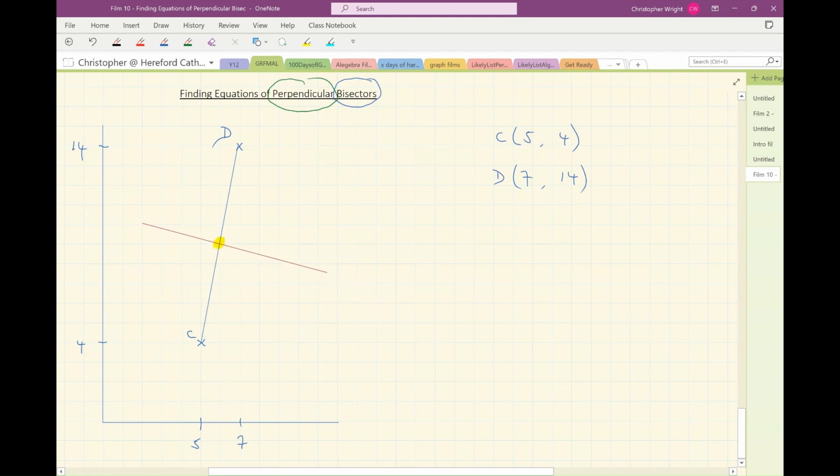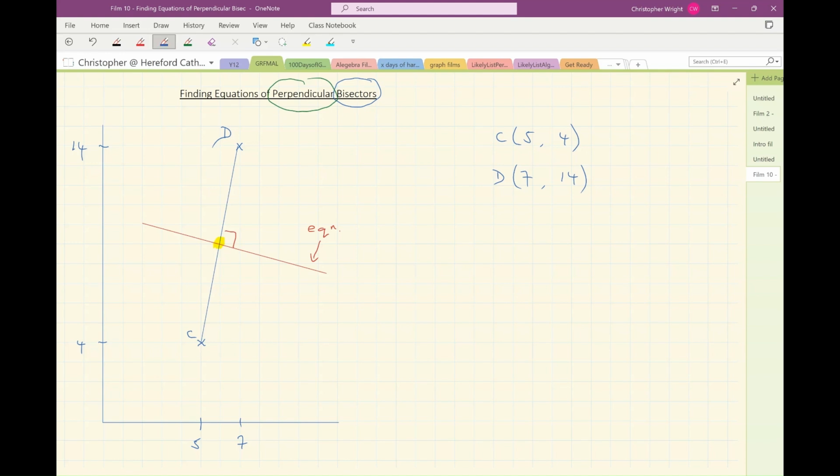That's not a bad sketch, is it? That red line would seem to me to be perpendicular to the line segment CD and also goes through the midpoint. So it's that red line here that we need to find the equation of. Now, to find the equation of a line, we need to know a point it goes through and also its gradient. Do we know the gradient of the red line? No, we do not. But do we know the gradient of the blue line?